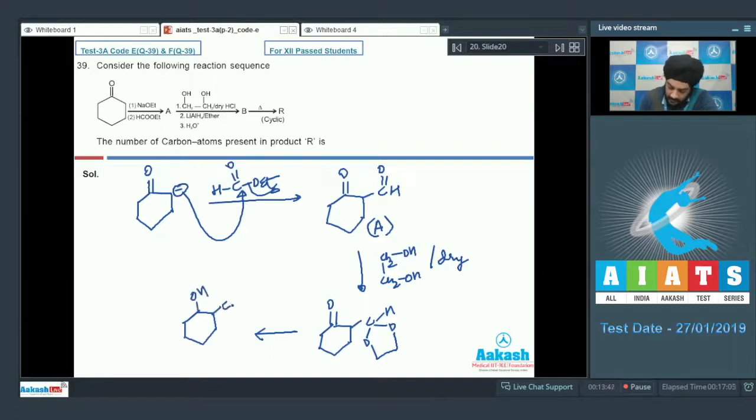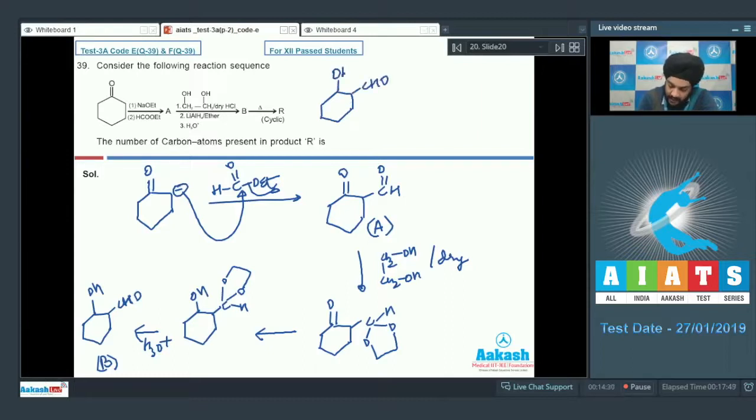So we have the structure, and when it is further subjected to hydrolysis, we are going to regenerate the aldehyde which is present. So we have a beta hydroxyaldehyde. This is our product B. Now it is given to us that this compound B is heated. So we have a beta hydroxyaldehyde which is heated. Beta hydroxyaldehyde undergoes the loss of a water molecule upon heating to give us an alpha beta unsaturated aldehyde. So this is the product R which is formed at the end of the reaction sequence.